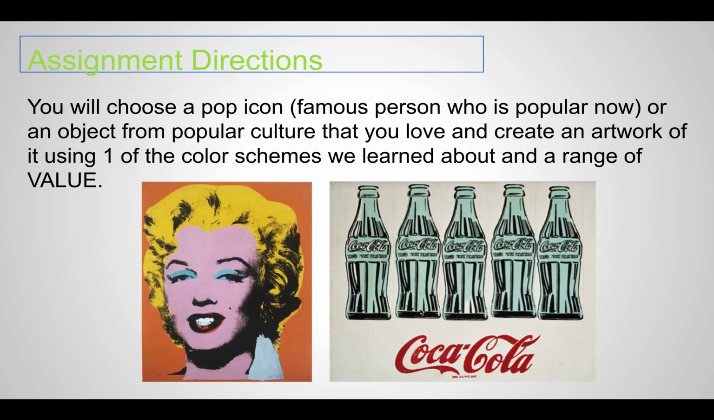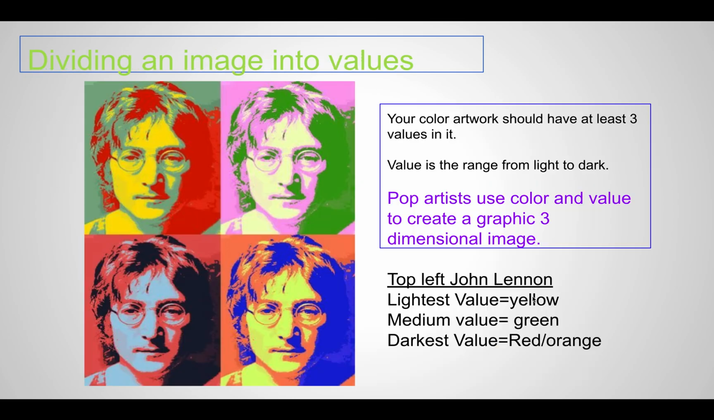shades of that create the shadows on her face. So for this assignment, you're going to choose a pop icon of your choosing. So a famous person, or an object from popular culture, your culture, not the 60s and the 50s, but your culture that you love, and create an artwork only using one color scheme we learned about in class and a range of value. So your artwork should have at least 3 values in it.